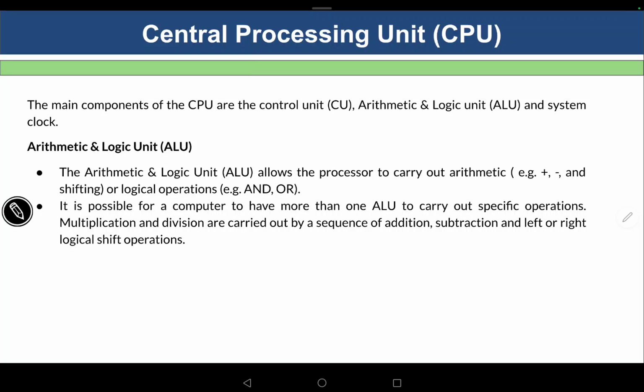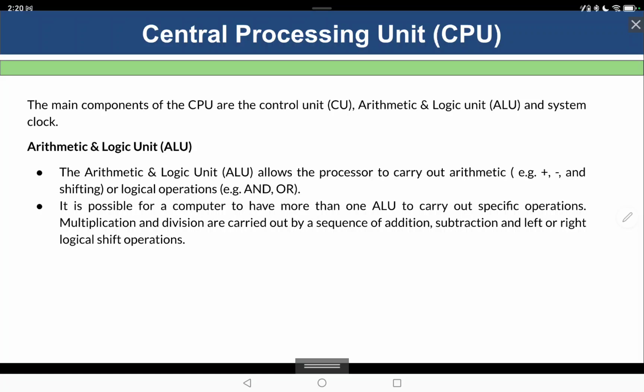Now let's look at the components of the central processing unit. So we have the ALU, arithmetic and logic unit. What does it do? The ALU performs arithmetic and logic operations. Arithmetic operations are such as addition, subtraction, and multiplication, which is in the form of shifting, and it also performs logical operations, which are AND, OR. Now, it is possible for a computer to have more than one ALU to carry out specific operations.